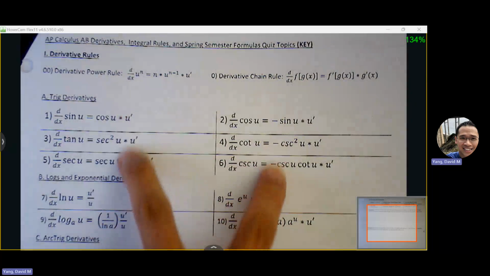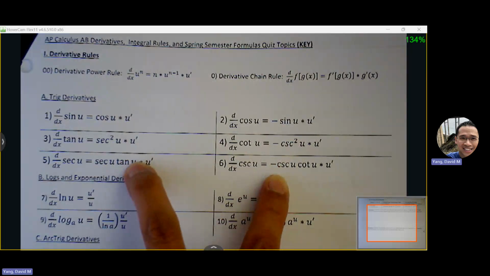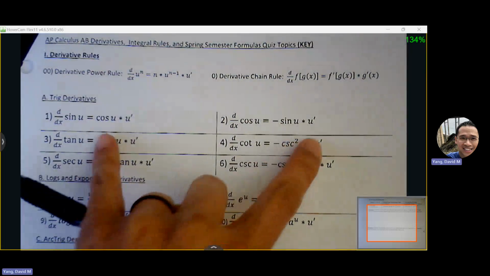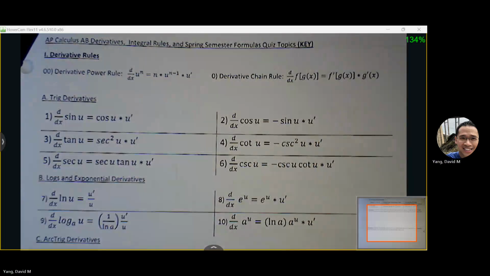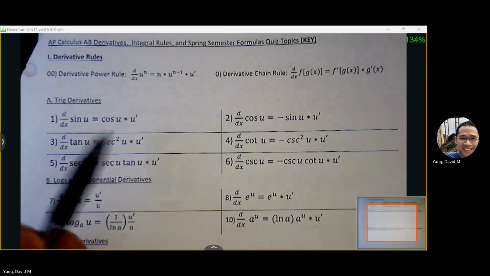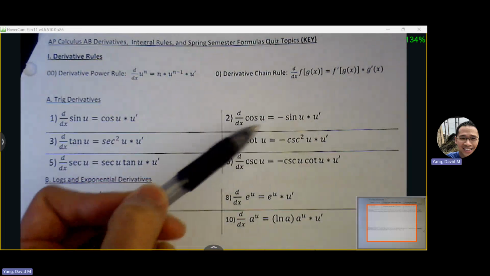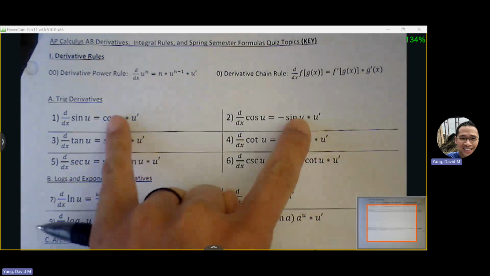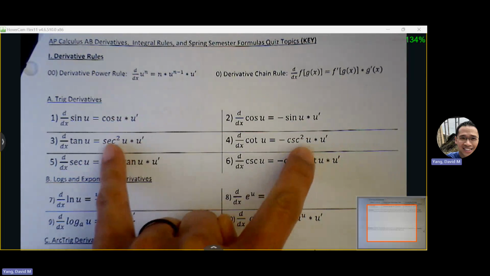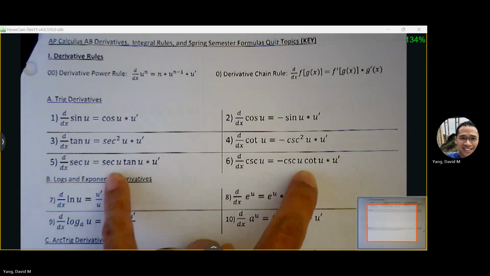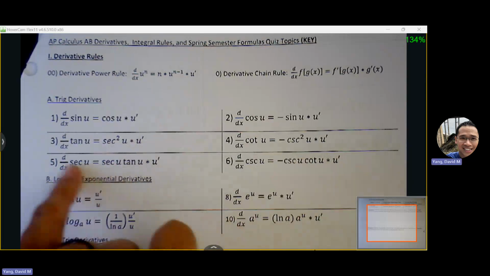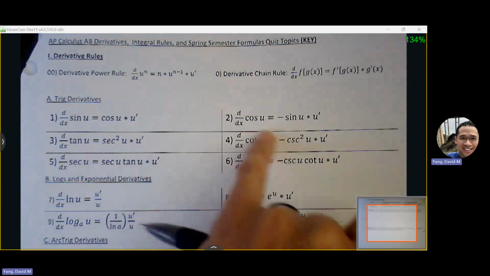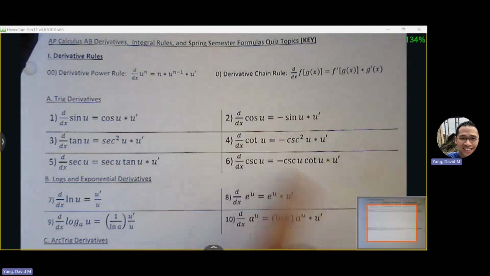Trig derivatives, everything will be laid out like this. So you know that all the C functions will produce negative derivatives, and the ones across from each other, they all have a similar form. Secant and cosecant kind of have similar form. Secant, tangent, and secant involves each other in terms of their derivatives. Cotangent and cosecant involves each other in terms of their derivatives.